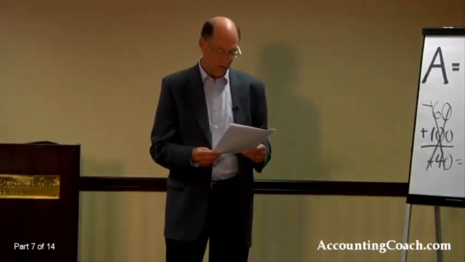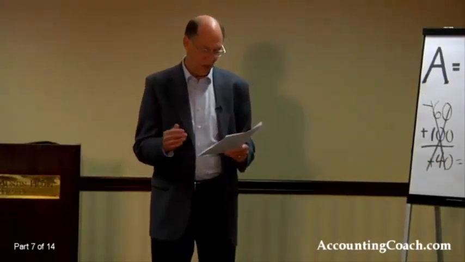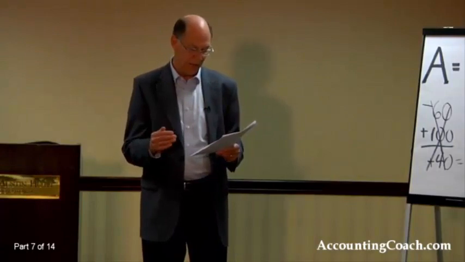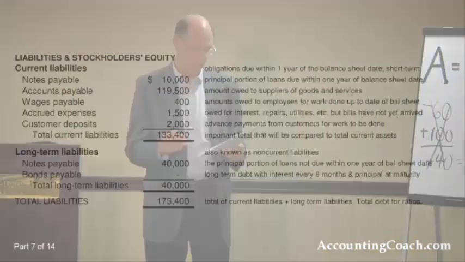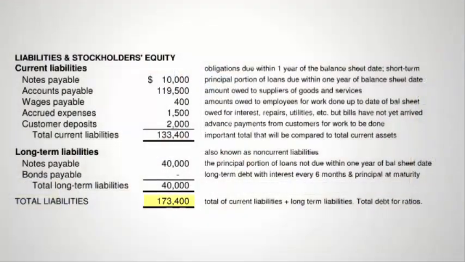Okay, then we talked about notes payable and bonds payable being long-term liabilities. So then we see the line total liabilities. Total liabilities is the sum of the current and the long-term. So we have $173,400 of total liabilities, combining the short-term and the long-term.